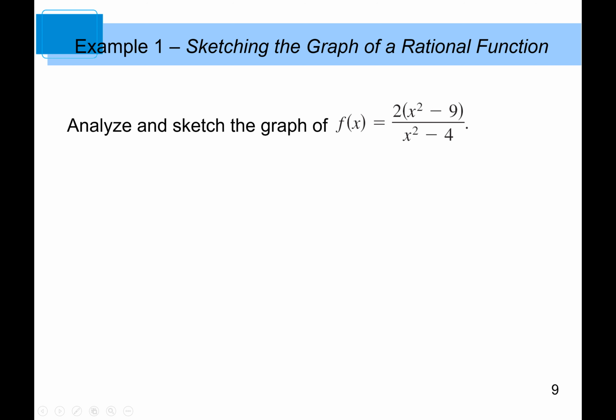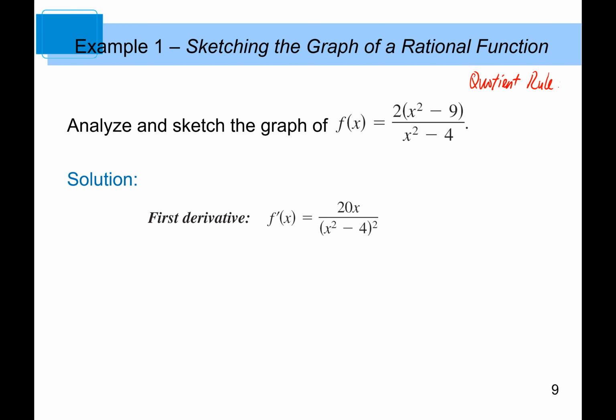Okay, let's take a look at this example, sketching a graph of a rational function. Analyzing and sketching the graph of f of x equals 2x squared minus 9, that's the numerator, over the denominator, which is x squared minus 4. So first thing, let's find the first derivative. So in this case, we're going to use the quotient rule. So in the quotient rule, u is 2x squared minus 9.